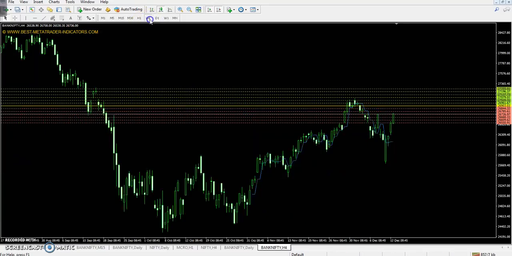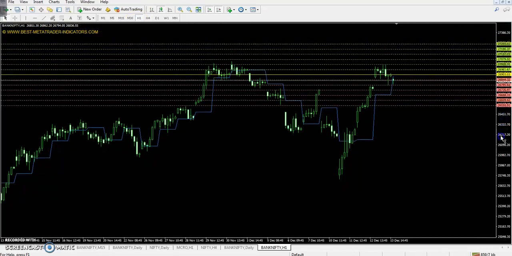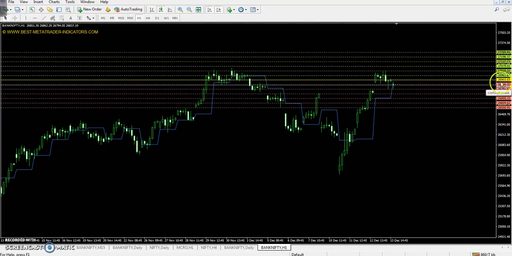So this one is Bank Nifty, and you can see today's Bank Nifty pivot point is 26903.03. The first resistance is 27020, the second resistance 27137, and the third resistance 27255. The first support is 26785, second support 26668, then third support 26550.